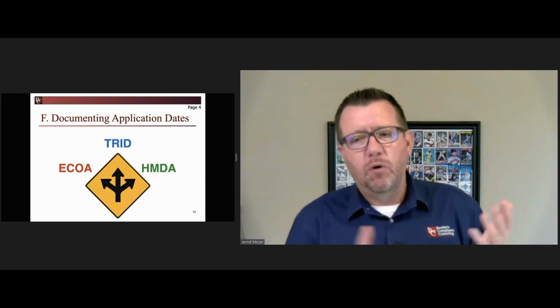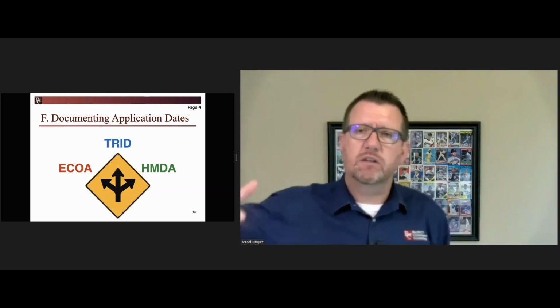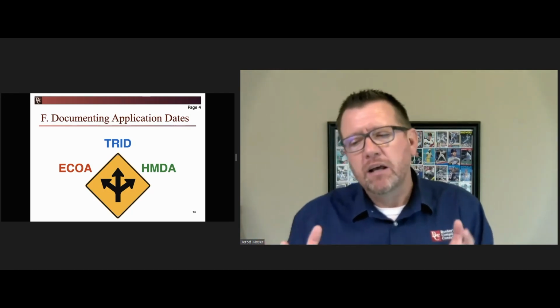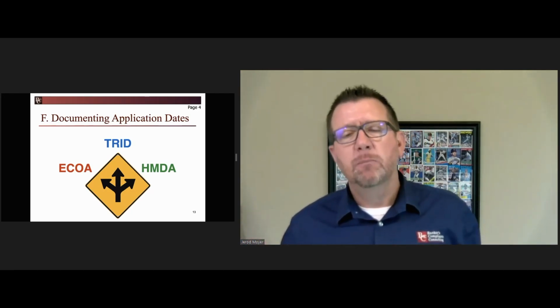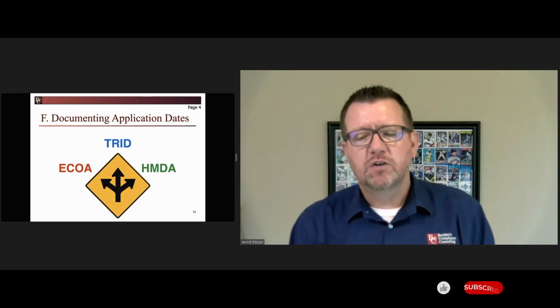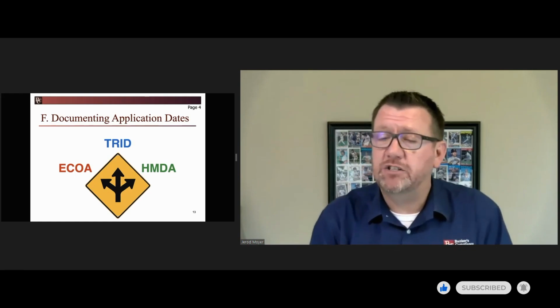Well, it used to be simple. We were only looking for Reg B. Well, when they brought TRID to the table, and then HMDA has kind of been there lurking regardless, because if you're a HMDA bank, you had to deal with that anyway. But we've got these three different regulations that all use the term application, but they don't define it the same way. So from Reg B's purpose, Reg B has two different definitions of an application, actually.